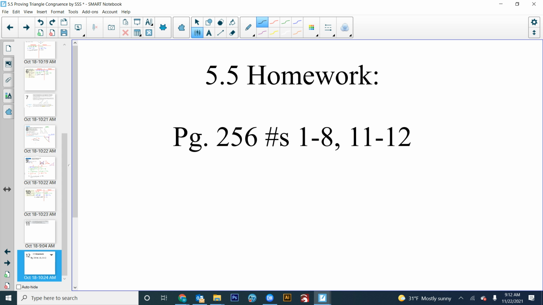You know how you said with the Z thing? If you have a Z and you have parallel lines, you're going to use alternate interior.